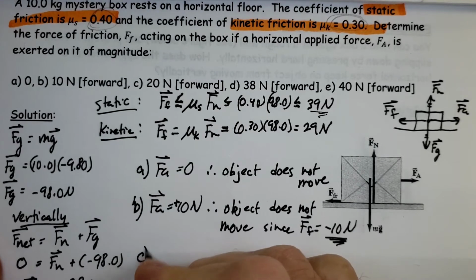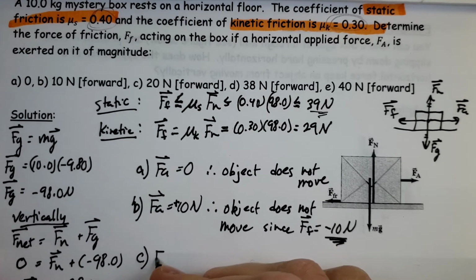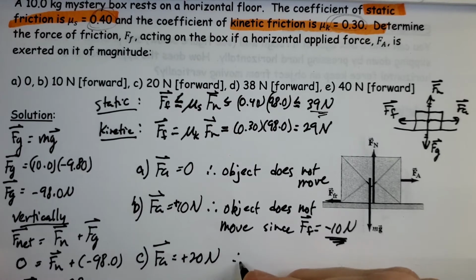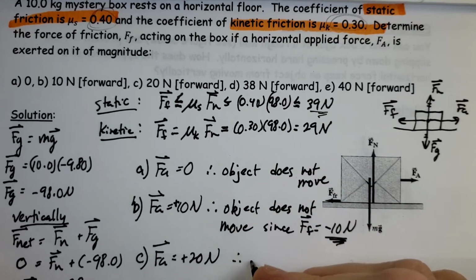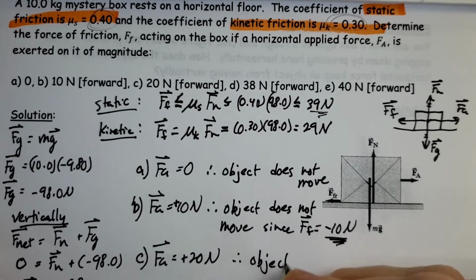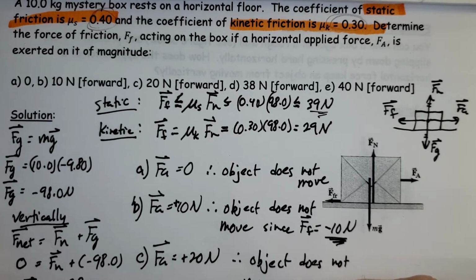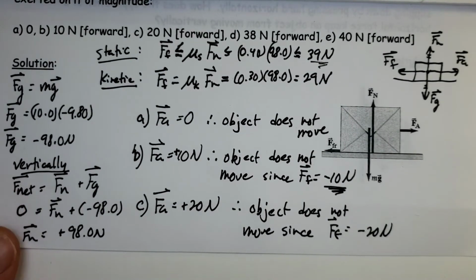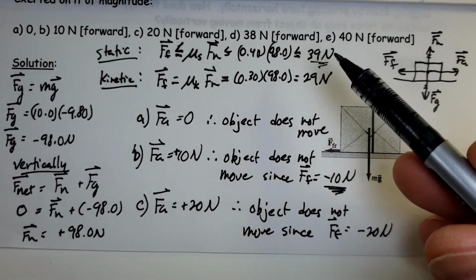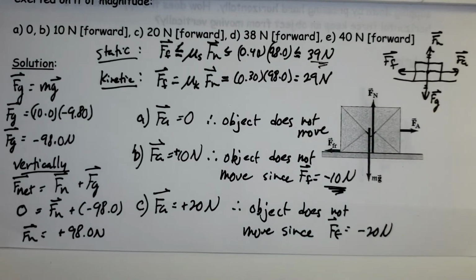Maybe I'll fit one more on this page and we'll move to the next page because I think we have room there. If FA is 20 newtons, again, the maximum friction that I'm going to be working against is 39. So again, object does not move, since FF is going to be -20. It's working against me. So again, my maximum force is that. I haven't reached it yet.